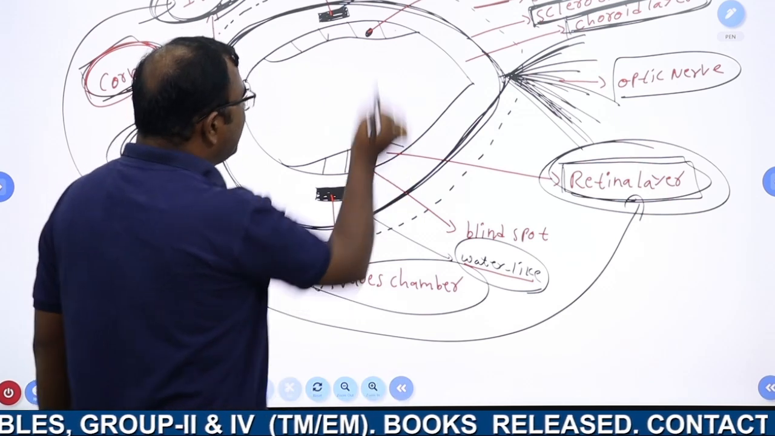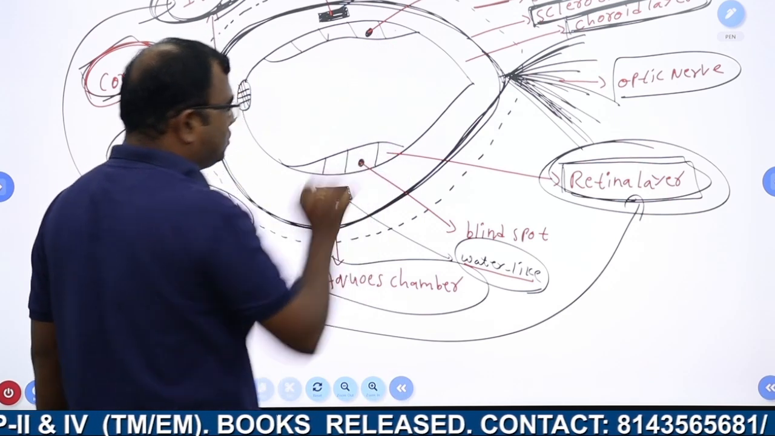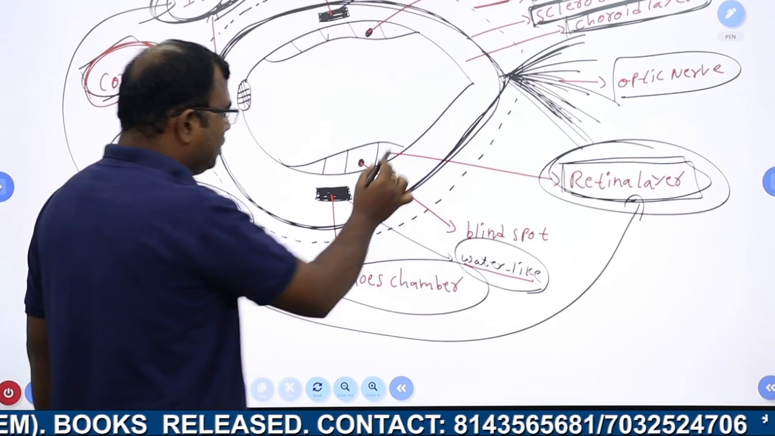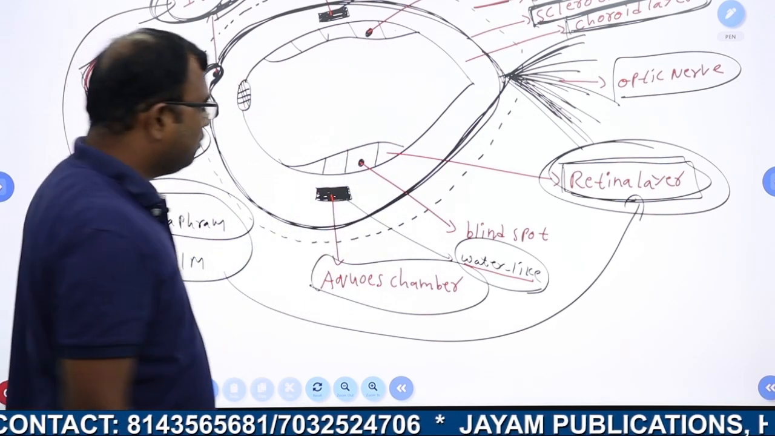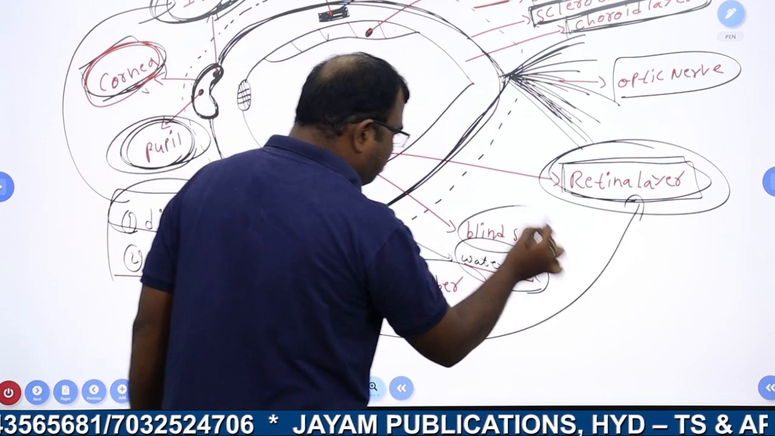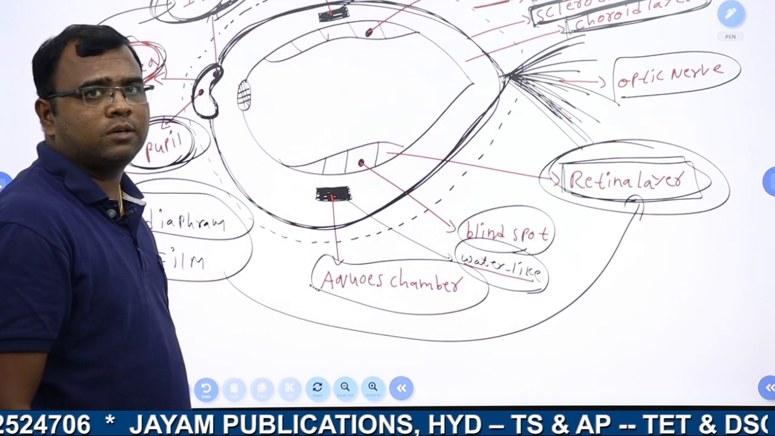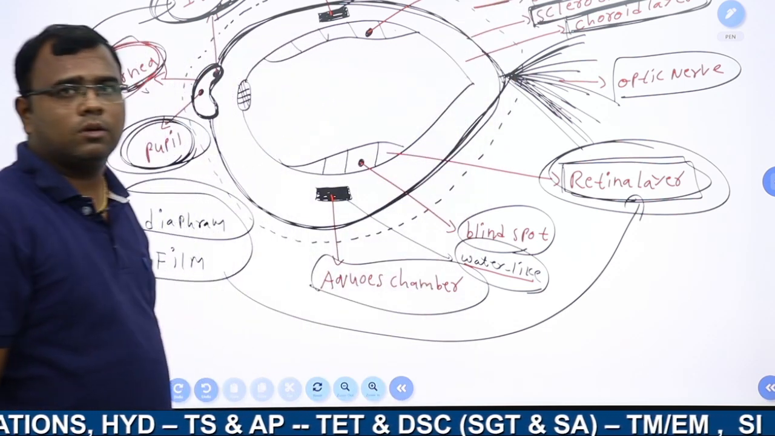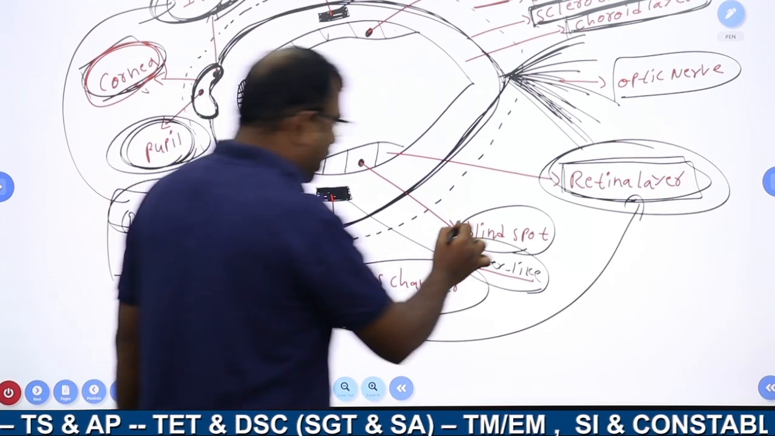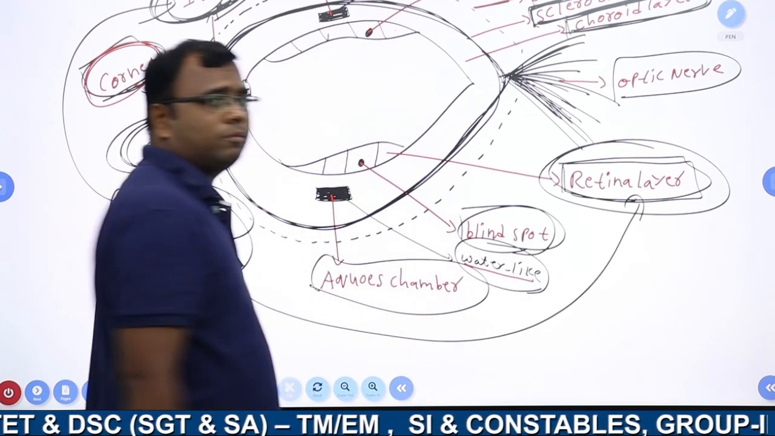The retina layer consists of two types of spots. The first one is the blind spot. The second one is the yellow spot. I will first explain about the blind spot.